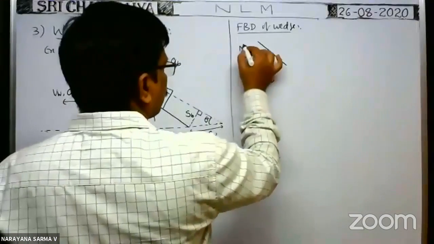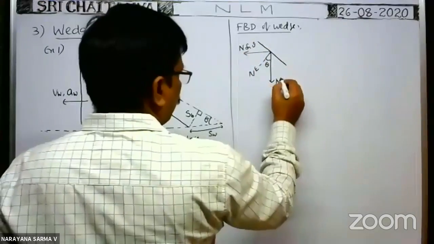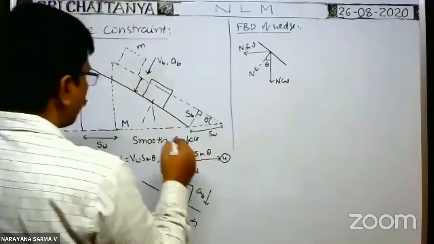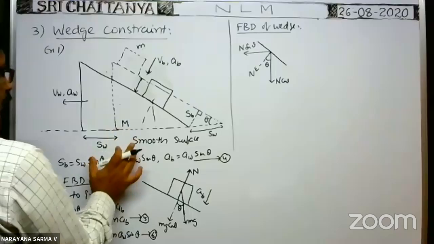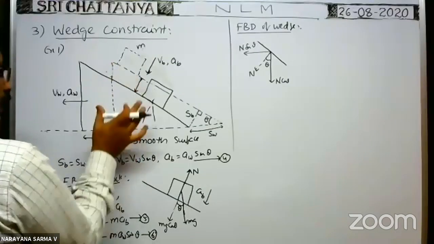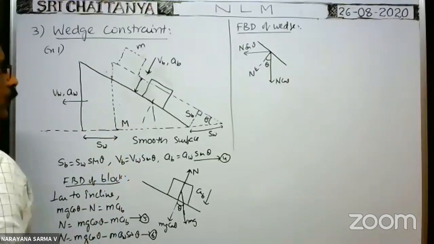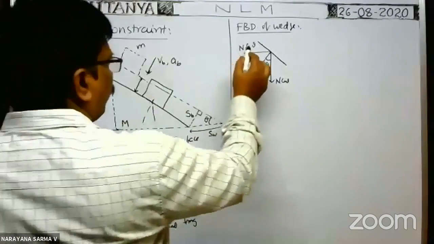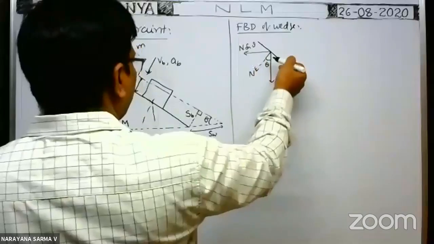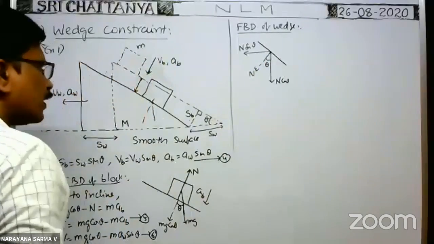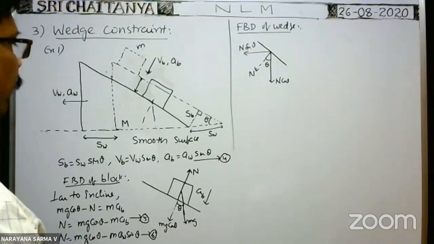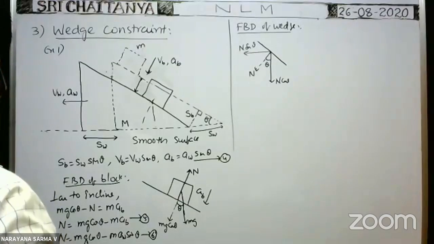So this component is n sin theta, this component is n cos theta. Because of the n cos theta component acting downwards, the reaction force acts on the wedge in the upward direction by the floor. That's why along the vertical direction there is no acceleration. But along the horizontal direction, whenever n sin theta acts on the inclined plane or wedge towards the left, because of that, the wedge travels with a certain acceleration.